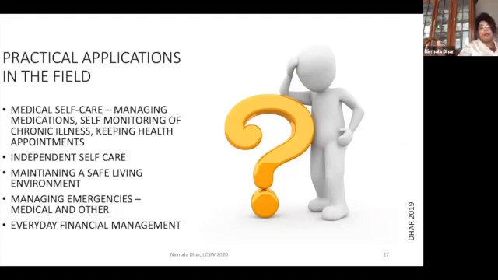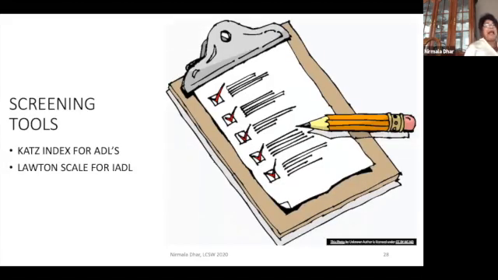And everyday financial management. Do they know how to pay their bills? Do they know how to budget for groceries? So these would be practical applications of those basic activities and instrumental activities. So next slide. The tools that we recommend are the Katz index for ADLs and the Lawton scale for instrumental activities of daily living. And these are free. You can just Google them and download them. And I can talk to both Angela and Kelly later to see if they want to send you these tools. But these are a recommendation that I would have.